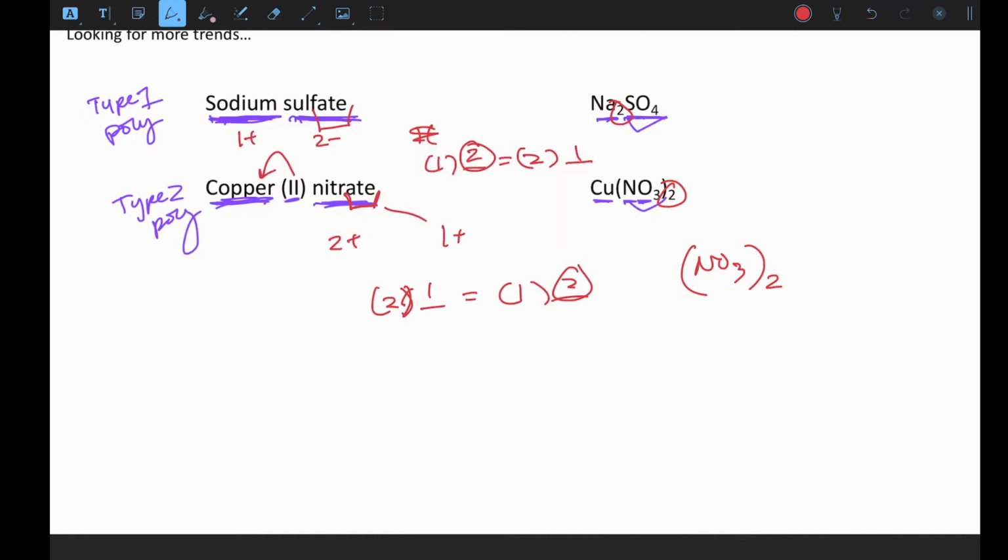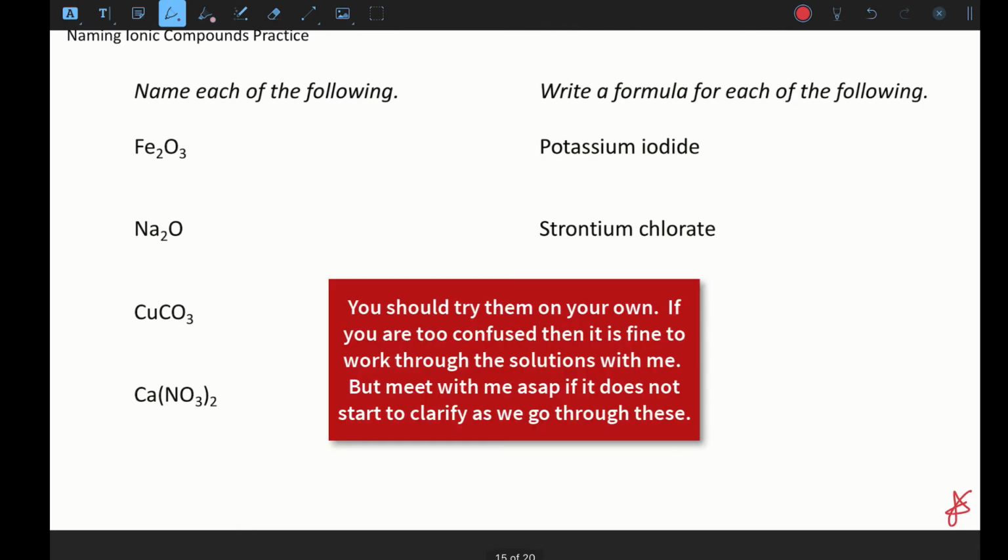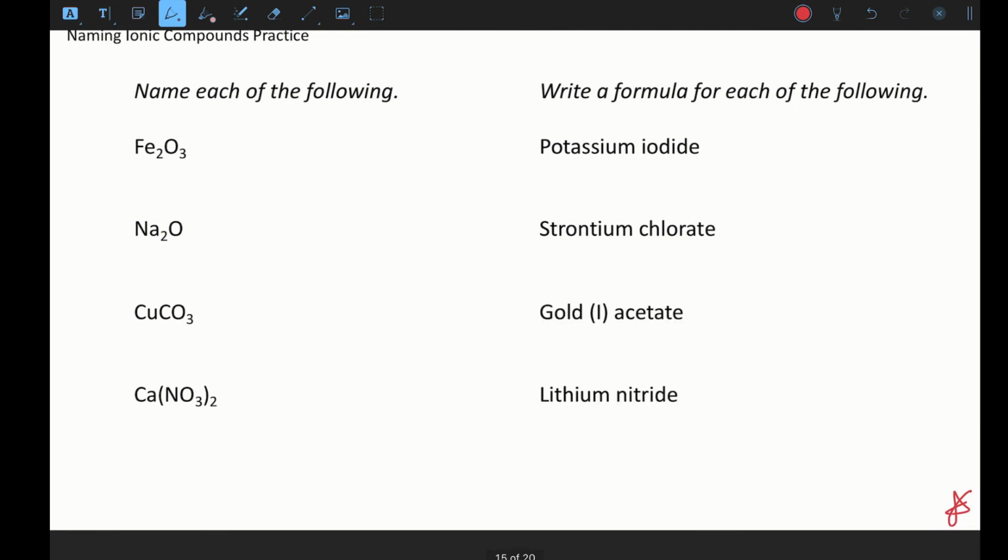All right, so now let's just go ahead and do some practice, right? So these are the ones that are in your guys' outline. I do recommend that you give them a go first, right? And then we can do them together. So if we're going to name these ionic compounds, which one's easier? Let's do the formulas first.